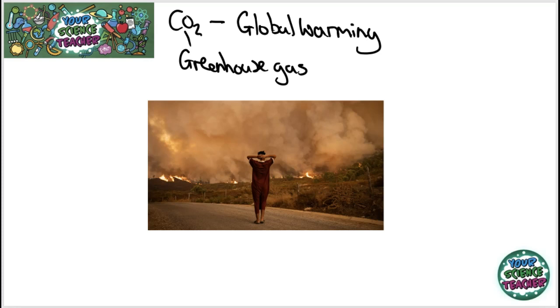And it's such a good greenhouse gas that even small percentages of increase can have dramatic impacts on the warming of the planet. And because of this warming of the planet, there are going to be some disastrous consequences. We're going to get a much more unpredictable climate.